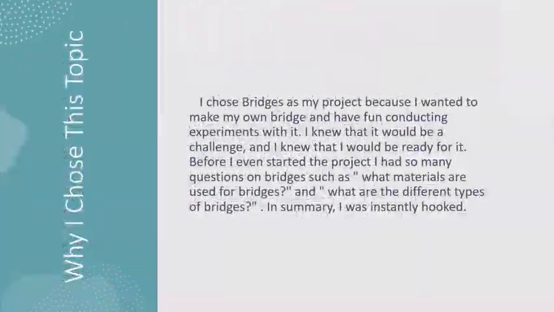Why I chose this topic. I chose bridges as my project because I wanted to make my own bridge and have fun conducting experiments with it. I knew that would be a challenge, and I knew that I would be ready for it. Before I even started my project, I had so many questions on bridges, such as what materials are used for bridges and what are the different types of bridges. In summary, I was instantly hooked.